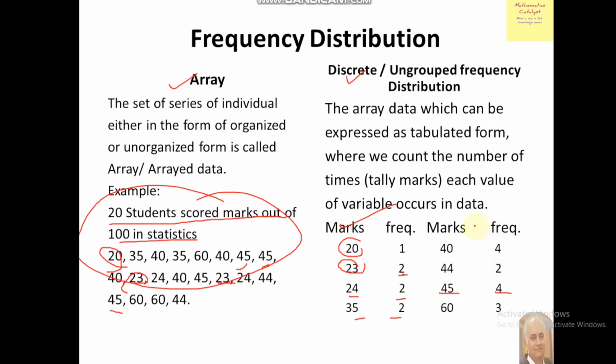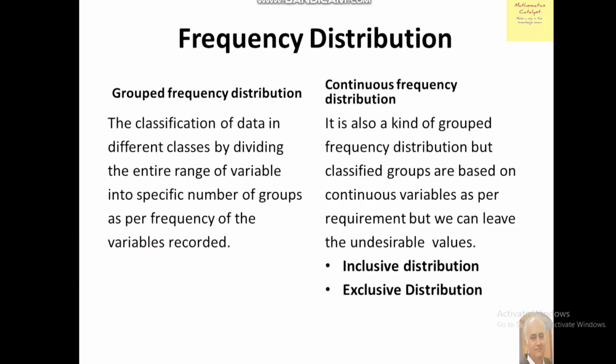So in this way you can organize the data in the ungrouped frequency distribution or discrete distribution, right? And after that, frequency distribution में third kind जो हमारी है वो कौन सी है? That is grouped frequency distribution. Now what is the grouped frequency distribution? The classification of the data in different classes by dividing the entire range of variable into a specific number of groups.